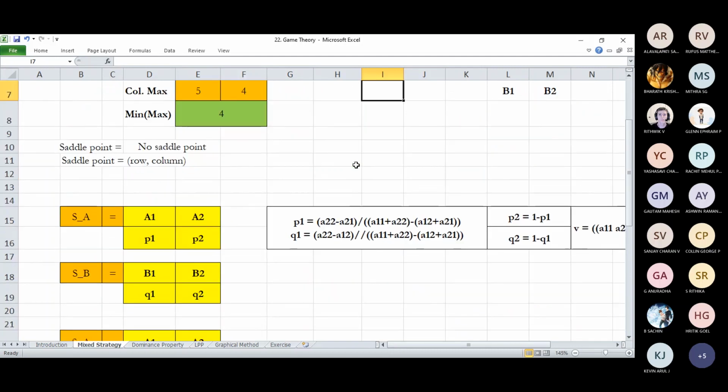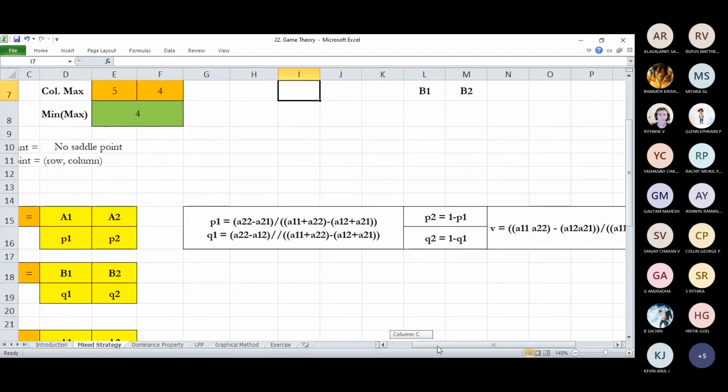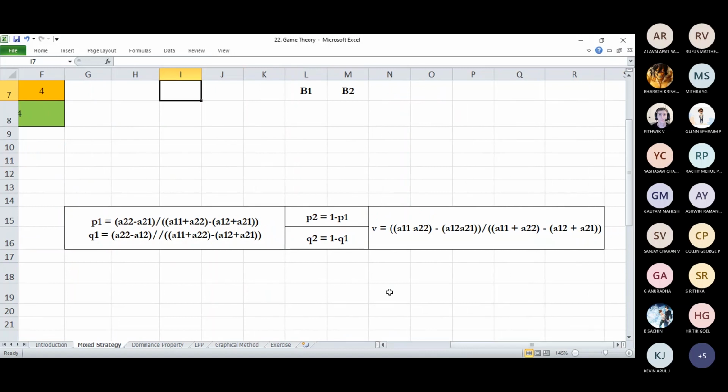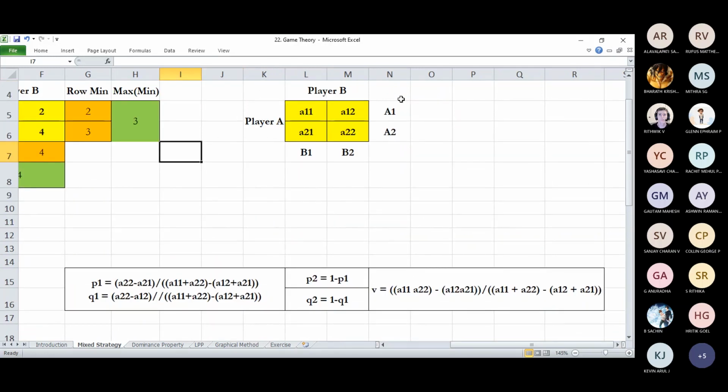So I request you to take down these problems and these formulas as quickly as possible. P1 equals A22 minus A21. Also take note of this. This is the notation. This is a 2 by 2 matrix or 2 by 2 game, right? That's why it is A22, which is the final value, just a 2 cross 2 matrix.